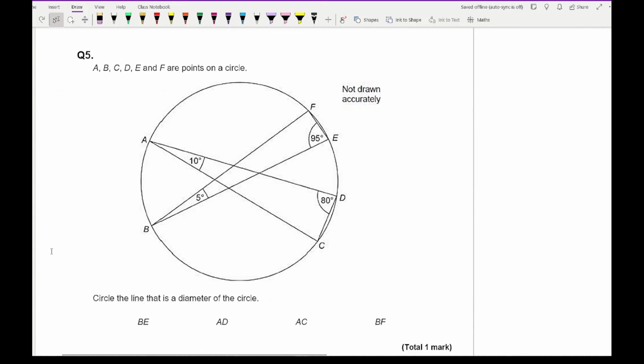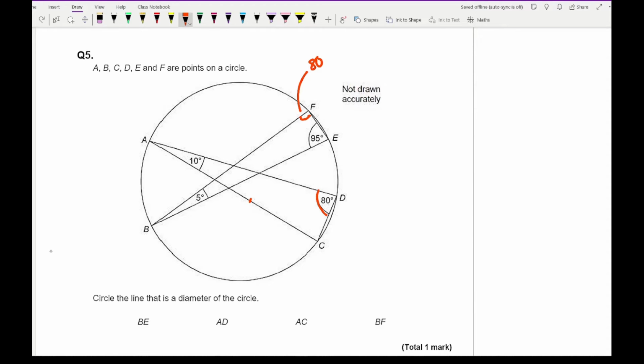Then looking at question 5, so it says A, B, C, D, E and F are points on a circle, and it says circle the line that is the diameter of the circle. Now obviously if a line is the diameter, then the opposite angle to that needs to be 90 degrees. So it's definitely not going to be A to C, because the side that's opposite A to C is this angle here. So working out what this angle here is going to be, so F, well that's going to be 100 if you add the 2 angles up, so that's going to add up to 80. So this side B to E is not the centre.